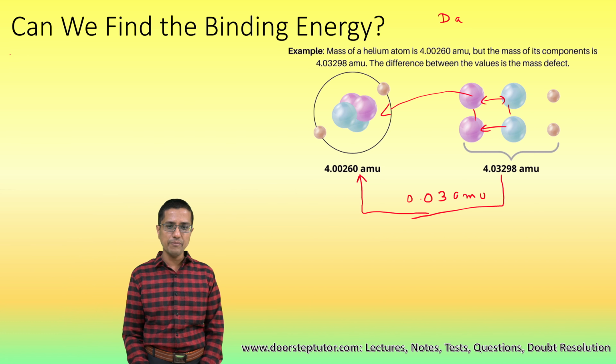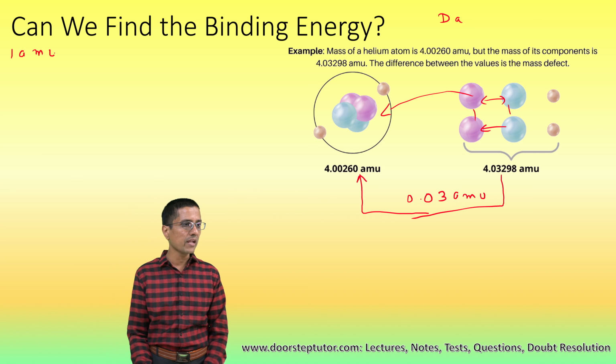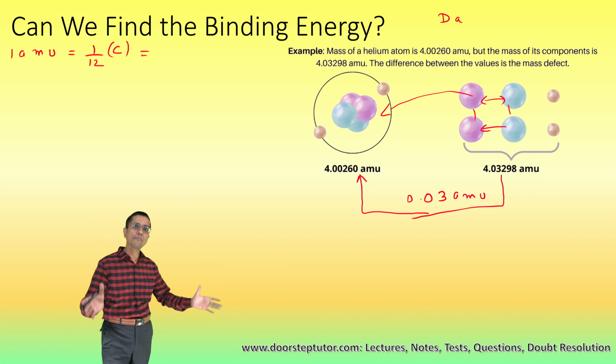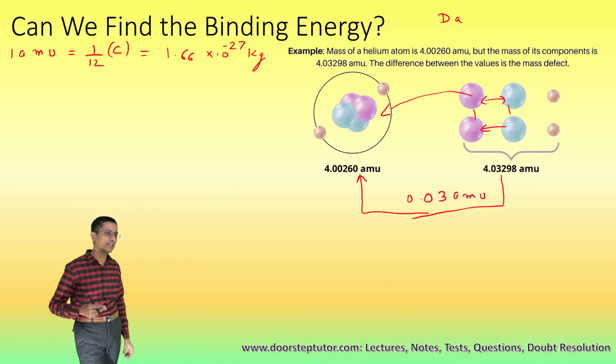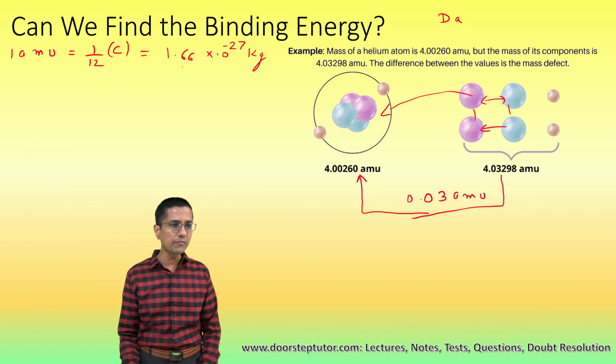Before we go further into energies, let us just see what 1 AMU is. 1 AMU is 1/12 the mass of the carbon atom. And of course, this is the real mass. If we weigh the carbon atom and then divide it by 12, this is the mass we will get. And this is nothing but 1.66 into 10 raised to power minus 27 kilogram. So this is the real mass, and therefore this has an equivalence in terms of kilogram. That is the 1 AMU in terms of kilogram.